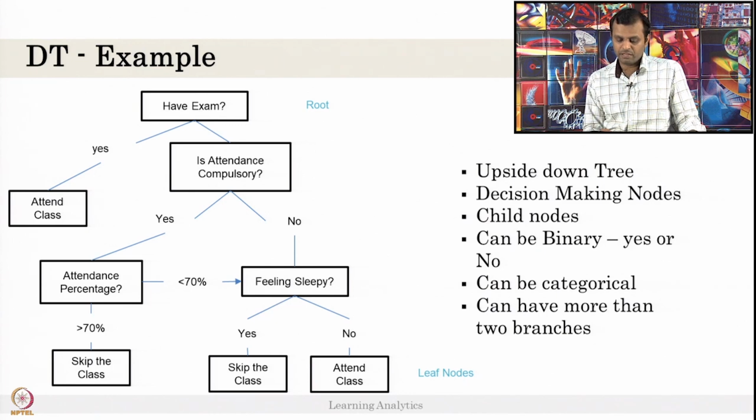So, it can be binary like a yes or no, like skip the class, attend the class, or it can be more categorical like what is a percentage marks you get out of 4 bins or 5 bins, or it can have more than 2 branches, not only 2, it can have multiple things, okay. It is not just yes or no, this branch also can be binary, or categorical, threshold or level of splits happens.